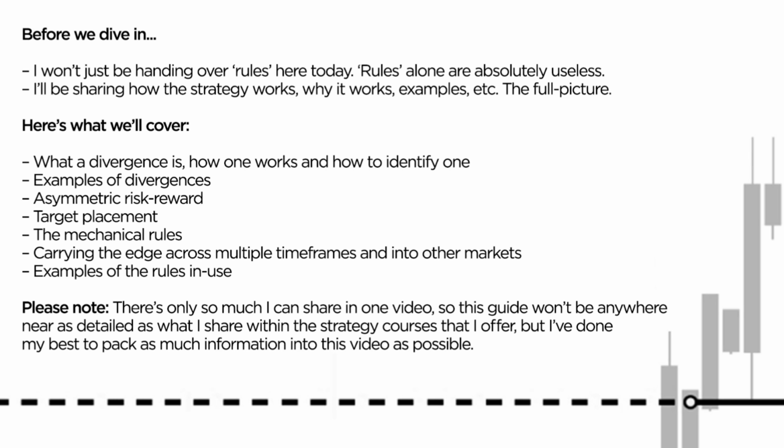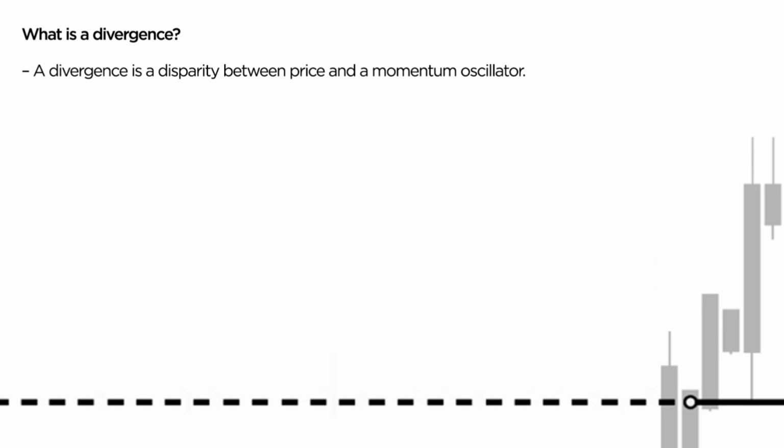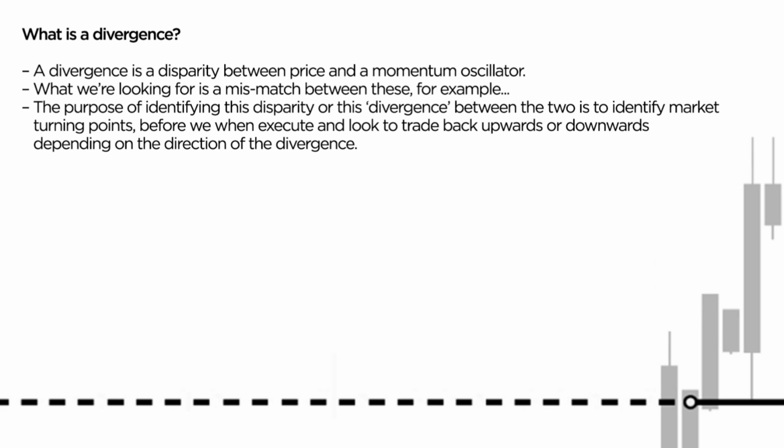So let's start from the top. What is a divergence? For those that don't know this yet, a divergence is a disparity between price and a momentum oscillator like the MACD or the RSI, for example. What we're looking for is a mismatch between these. For example, price heading higher and the momentum oscillator beginning to head lower, and vice versa. The purpose of identifying this divergence between the two is to identify market turning points before we then execute and look to trade back upwards or downwards, depending on the direction of the divergence.